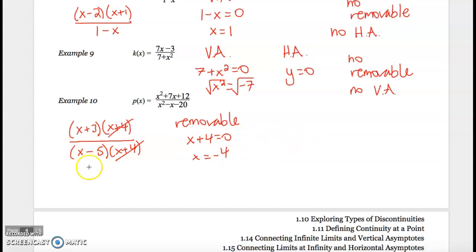And then I also have a factor in my denominator that doesn't cancel, so I actually am going to have another vertical asymptote as well. x minus 5 equals 0. So I have a vertical asymptote at 5. I have a removable discontinuity at x equals -4. And then to compare my horizontal asymptotes, I look at my degrees. My leading degrees actually match here, so I'm going to have a horizontal asymptote at their coefficients. So y equals 1 over 1, which is just 1.